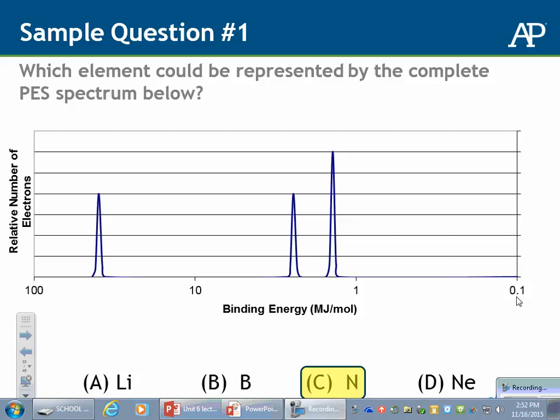and this would be 1s2, 2s2, and then this is 2p, and this is 1, that's 2 electrons, so we'd have 2p3, and that would correspond to nitrogen.